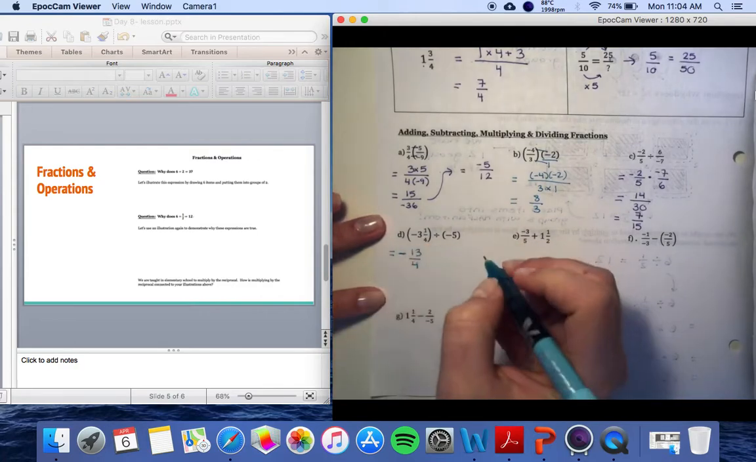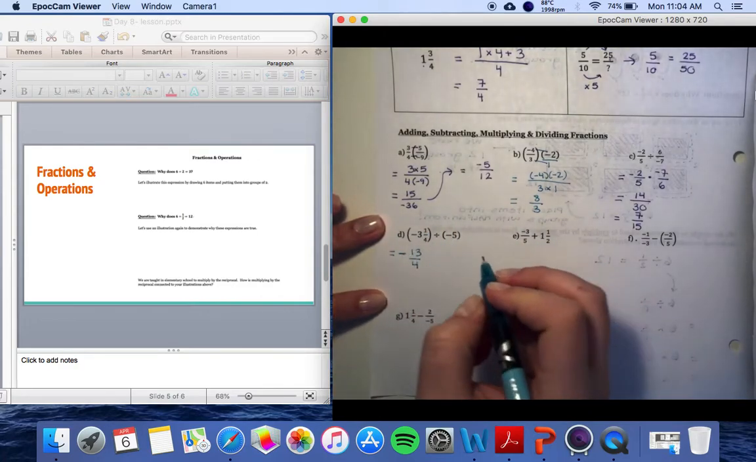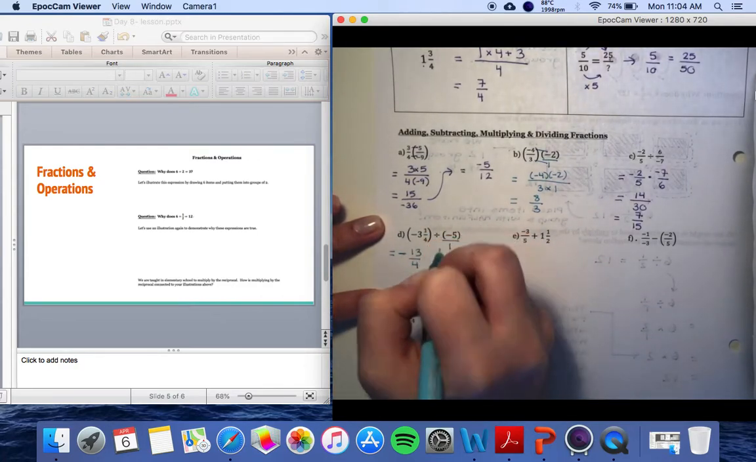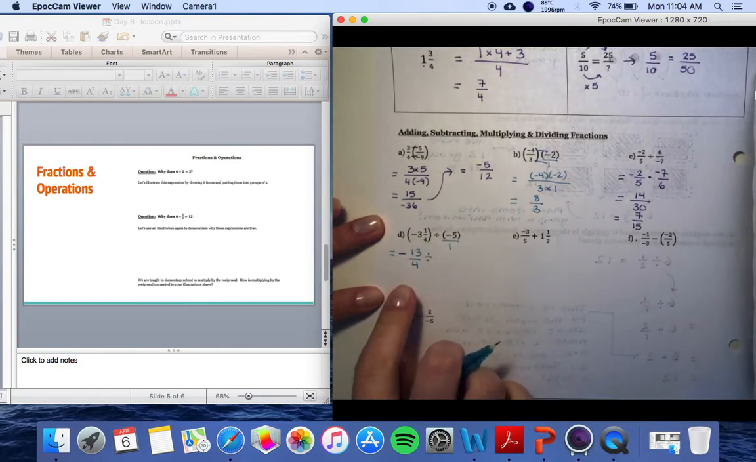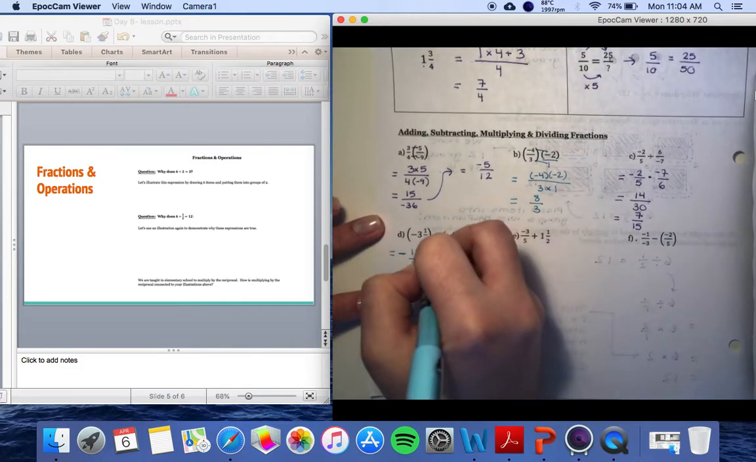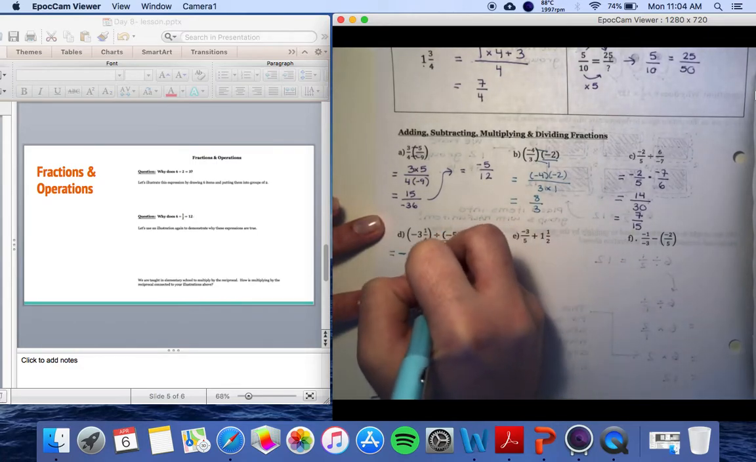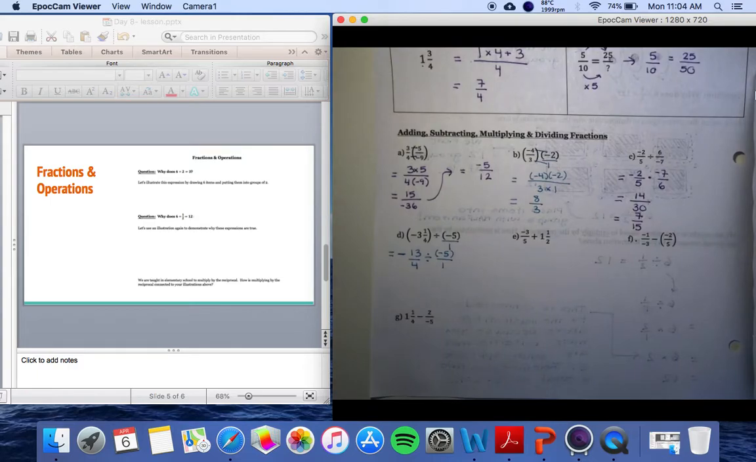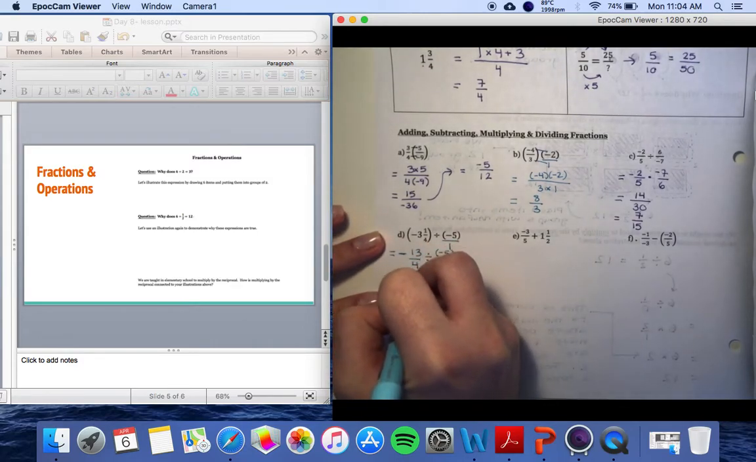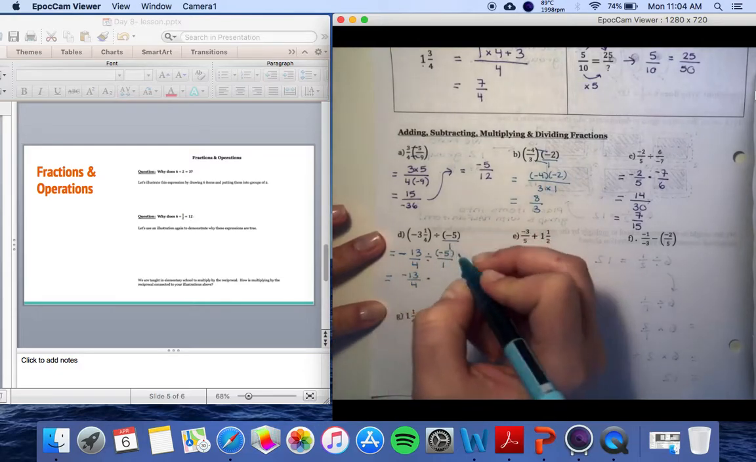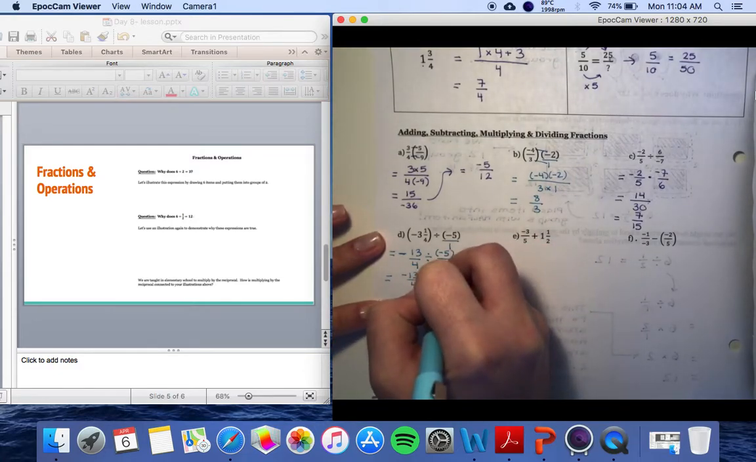Okay? And just on the right side here, because we're dealing with a whole number, that does need to be placed over 1. So what we're going to be dealing with now is -13 over 4 divided by -5 over 1. Our next step, remember, we need to take the reciprocal, and now we're going to multiply the fractions. So I'm going to now have -13 over 4 times 1 over -5.